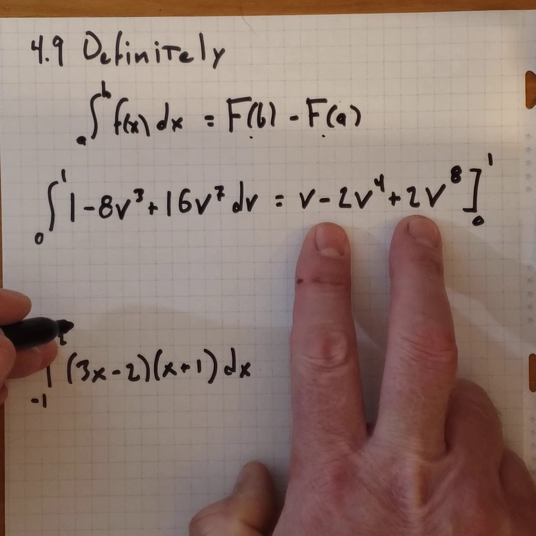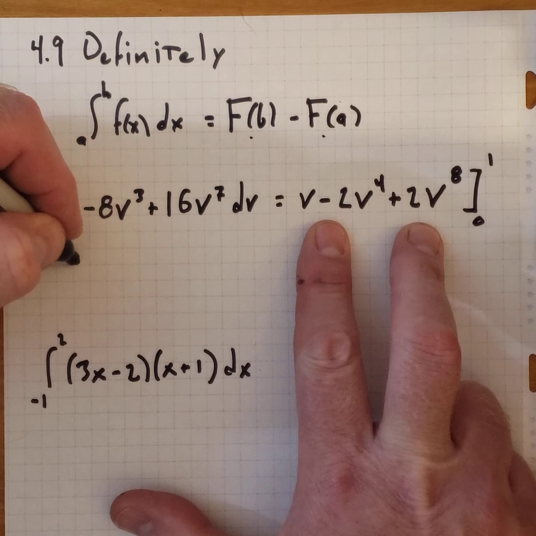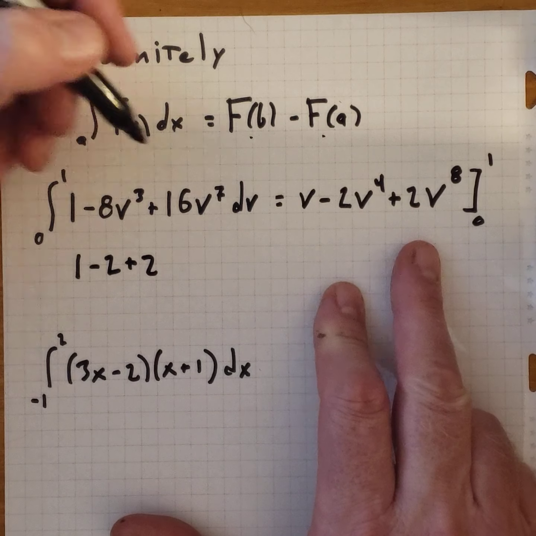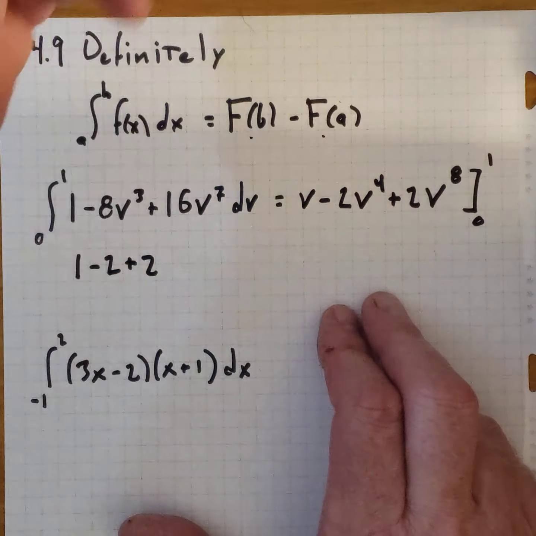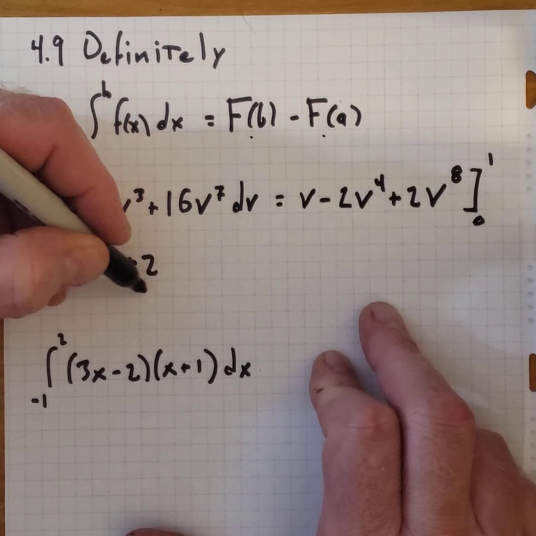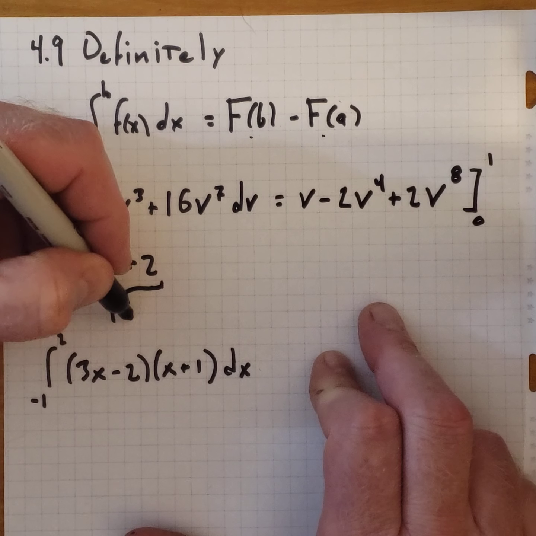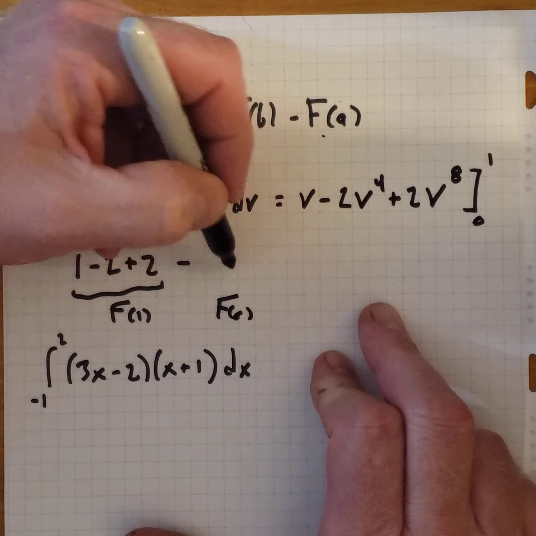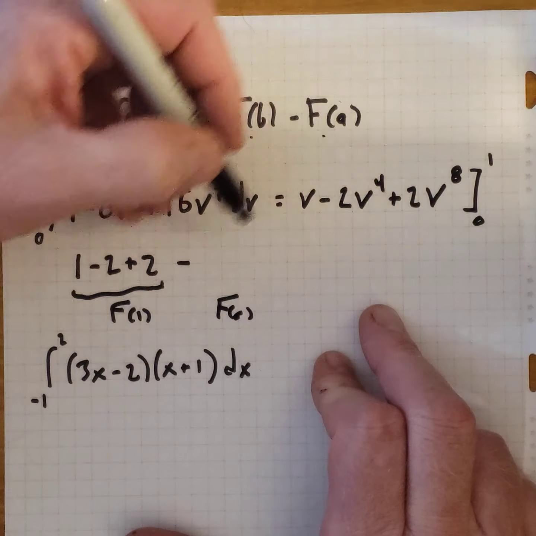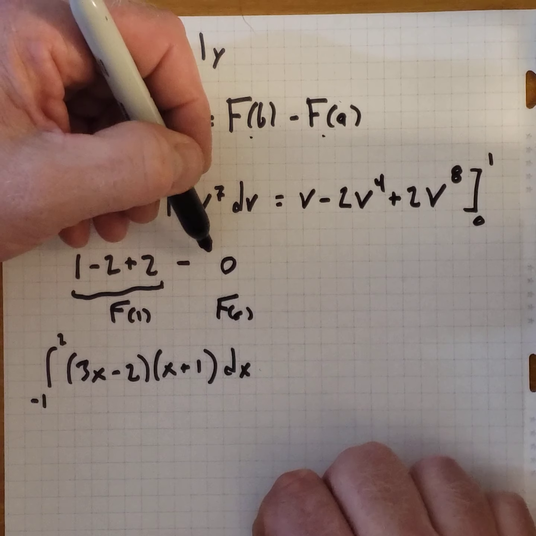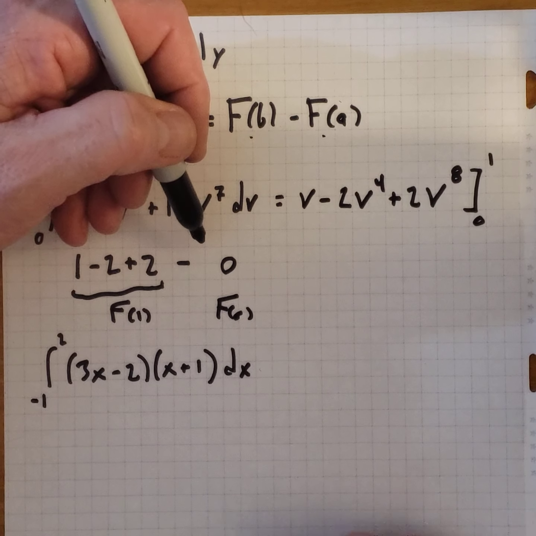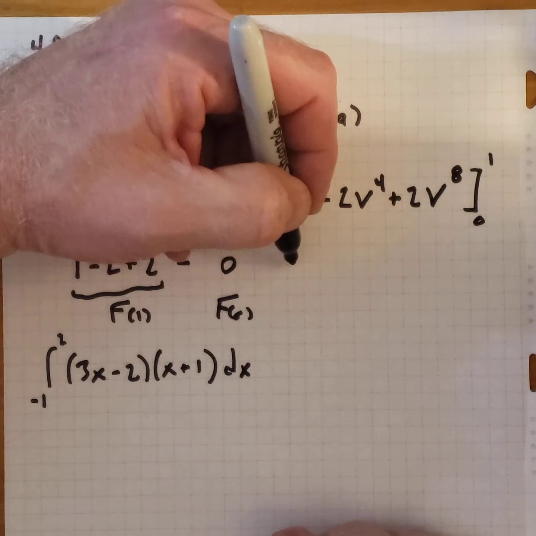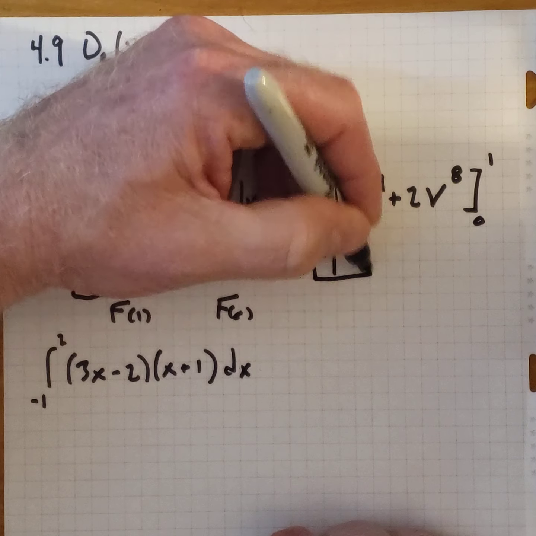Then we're going to take our 1, our upper limit, and we're going to plug it in there. So we'll get 1 minus 2 plus 2, because 1 to the 4th power and 1 to the 8th power are all just 1. So that there is our f of 1. And then we're going to subtract our f of 0, which is just going to be 0 minus 0 minus 0. And it happens quite frequently that when we plug a 0 in, we get a 0 out, but not always, so be careful. We get 1 minus 2 plus 1 is going to be just 1.